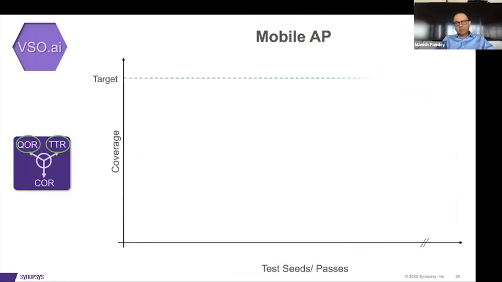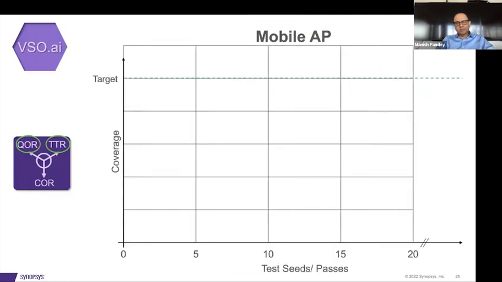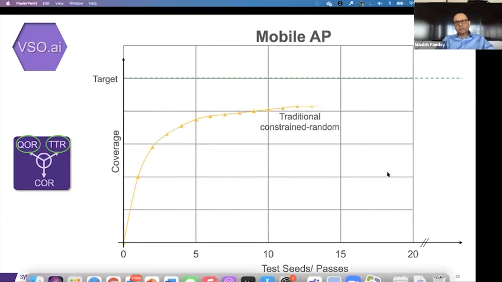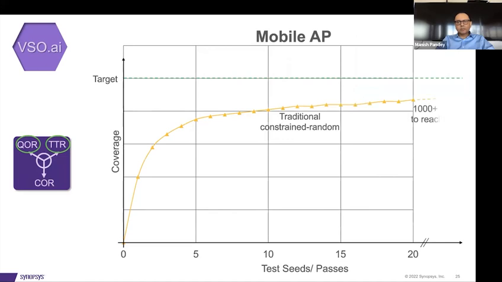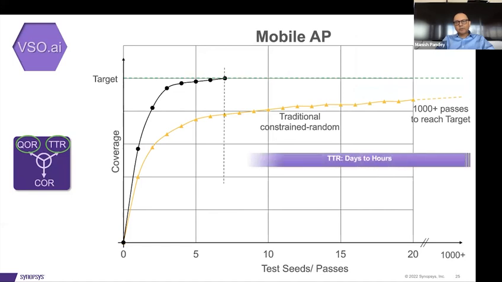And for a mobile processor, and this is actually real data, we not only take constrained random and do better than that, in fact, for the coverage target, and this is a real use case again, the TTR reduces from days to hours.